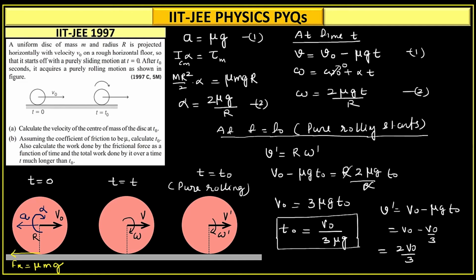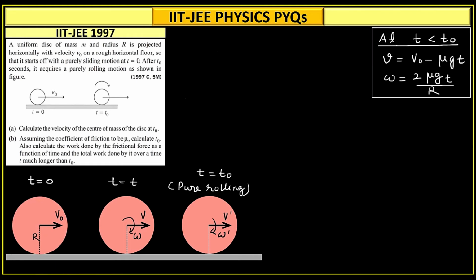Now we also have to find the work done by the frictional force as a function of time, and the total work done by it over a time t much longer than t naught. So first I'll find the work done by the kinetic friction before the body starts doing pure rolling. At t equal to t naught, pure rolling starts, and before that, this was the expression for the velocity and the angular velocity.